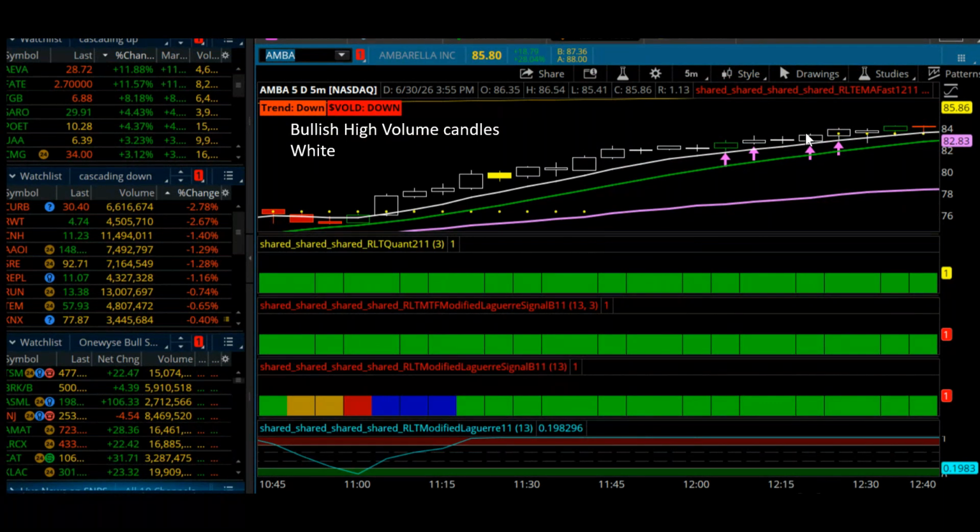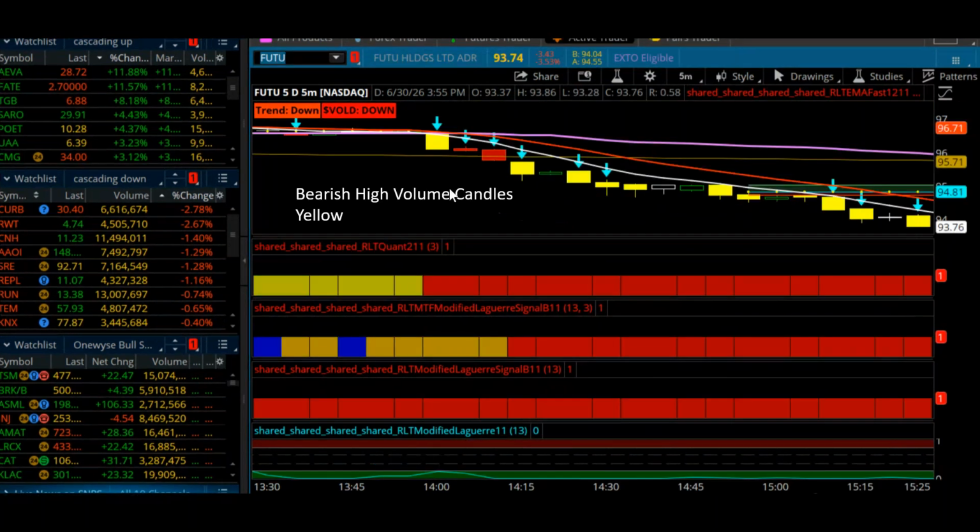So there are the high volume candles that are white, and here are your bearish high volume candles. These are yellow. This is Futu, and I took this trade today as well. You notice the institutions are selling the heck out of this thing, red across the board. It's breaking down below the 8, the 15, and the VWAP with a high volume candle. That means the institutions are coming in bearish, and they're coming in with some force.